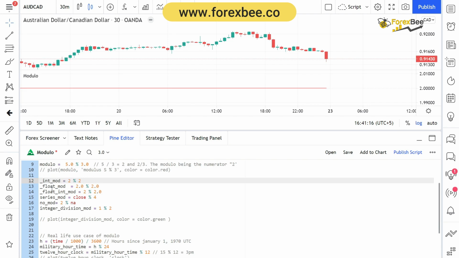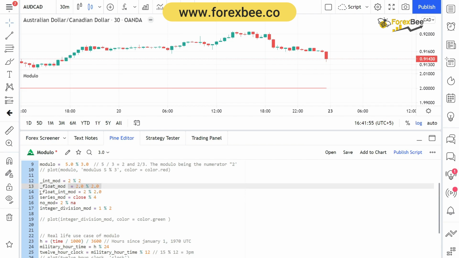Now let me comment this, and you can use it in different scenarios. You can use it with integers, floats, and series. This first example uses it in int mode. When we divide 2 by 2, both are integers, and the result is an integer, 0, because there's no remainder left. Here it's used in float mode, where we find the modulo of 2.0 by 2.0, and the result would be 0.0. See how in the integer case it was 0, but in the float case it's 0.0.